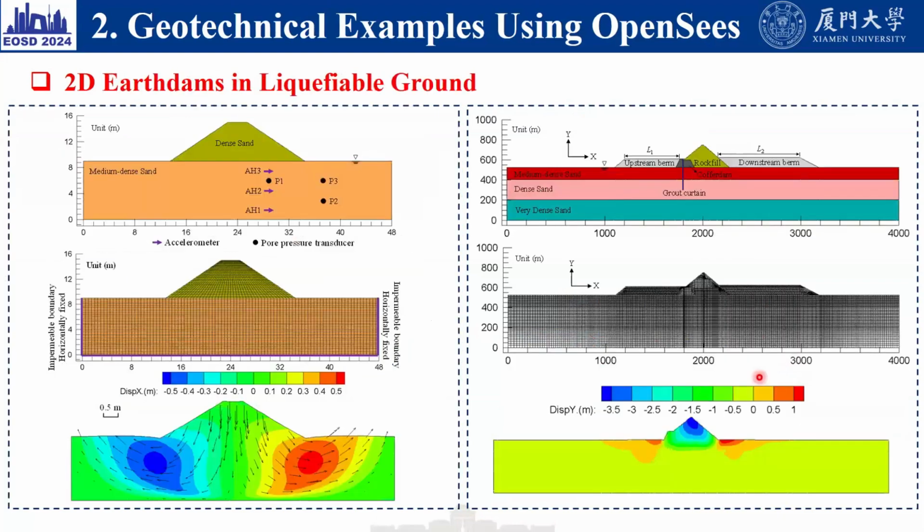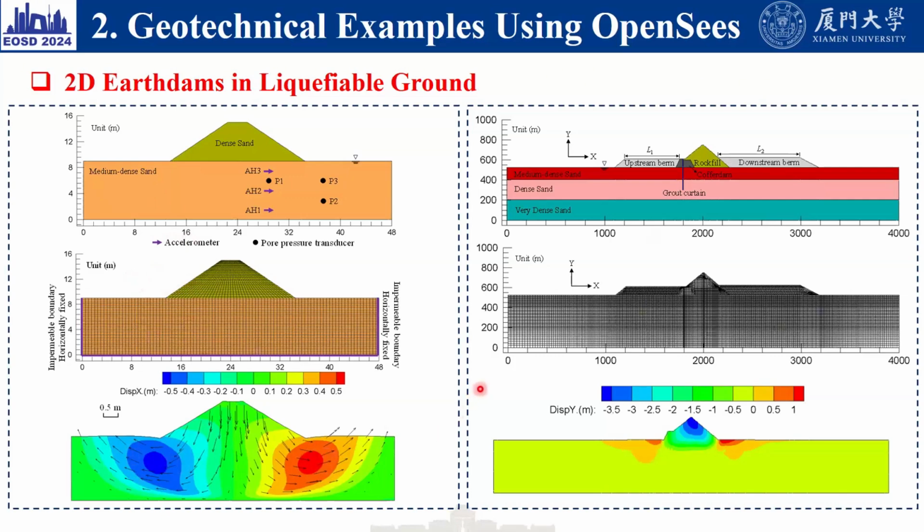We also conduct a lot of analysis, such as 2D earth dam. So the first one is an embankment, and it was also verified by centrifuge test. So the bottom layer here is the liquefiable layer. So at the end of shaking, due to the initial shear stress at the slope toe, the deformation will be large here on both sides.